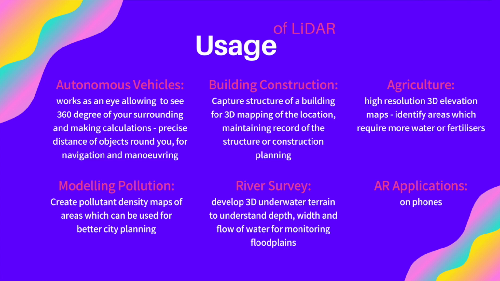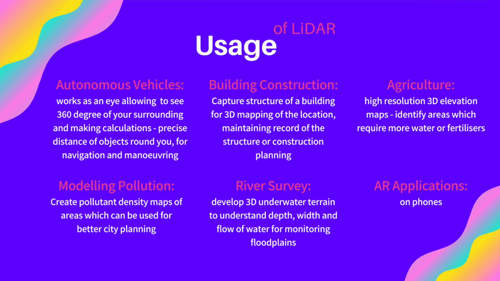Modeling pollution: LiDAR wavelength is shorter, right? So it operates in the ultraviolet, visible or near infrared region. This helps to image matter which is of the same size as or larger than the wavelength. So LiDAR can detect pollutant particles like CO2, carbon dioxide, sulfur dioxide, and methane. This information helps researchers to create pollutant density maps of the area, which can be used for better city planning.